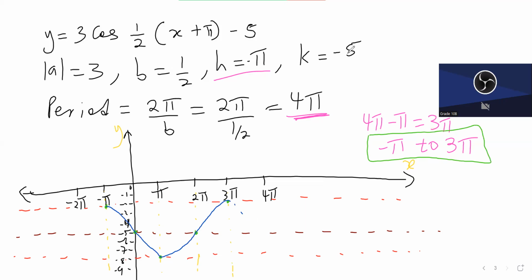Now, where will be the maximum of the graph? Therefore, the maximum is here and here, which is negative pi and 3 pi. Then the minimum will be at only positive pi. So minimum is at positive pi. Do we have zeros? No, we don't have zeros. There are no zeros. All right.